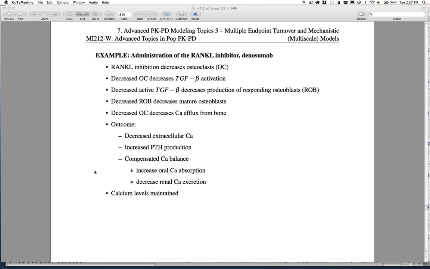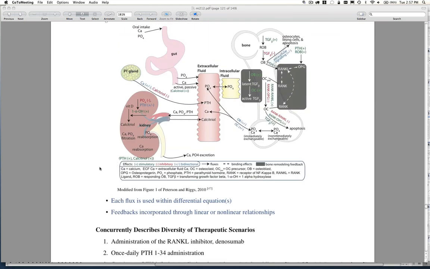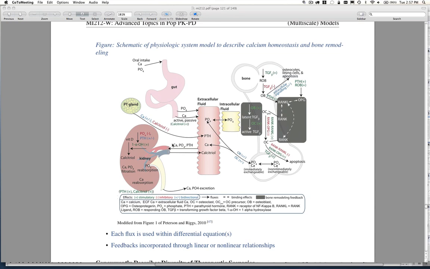So the first example here is the administration of the RANK ligand inhibitor, and this really is where a lot of this started. The mechanism of action here, and I'll just shoot back up to the cartoon of the model, is that when you inhibit RANK ligand, there's a requirement for the RANK on osteoclasts to be bound to RANK ligand on osteoblasts.